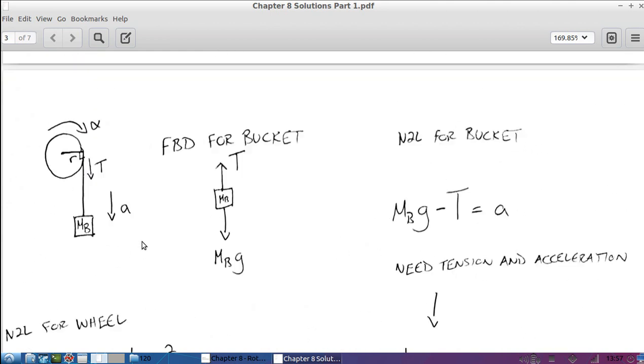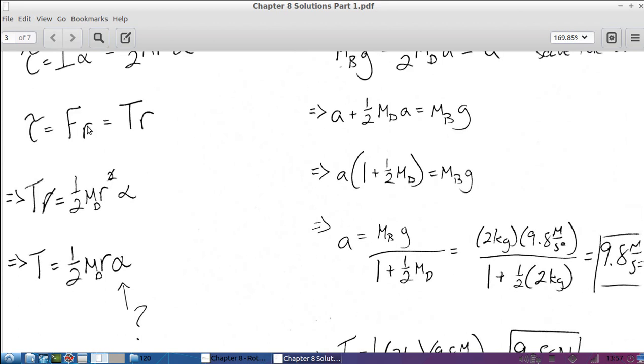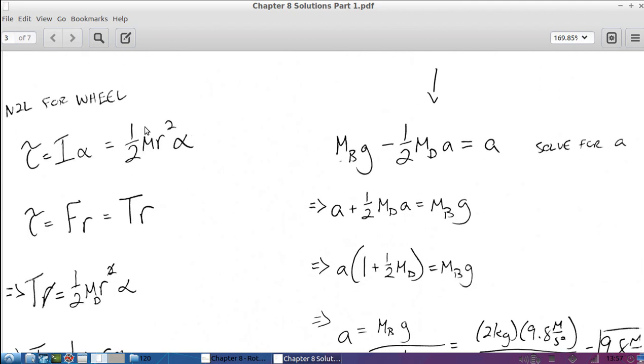Again, just like with the previous problem, the tension is being applied perpendicular to the radius vector. So sine of 90 is 1, and I don't have to worry about sine theta. It's just the tension times the radius. So again, like with the last problem, I'm going to set I alpha equal to TR. So set this expression equal to this expression.